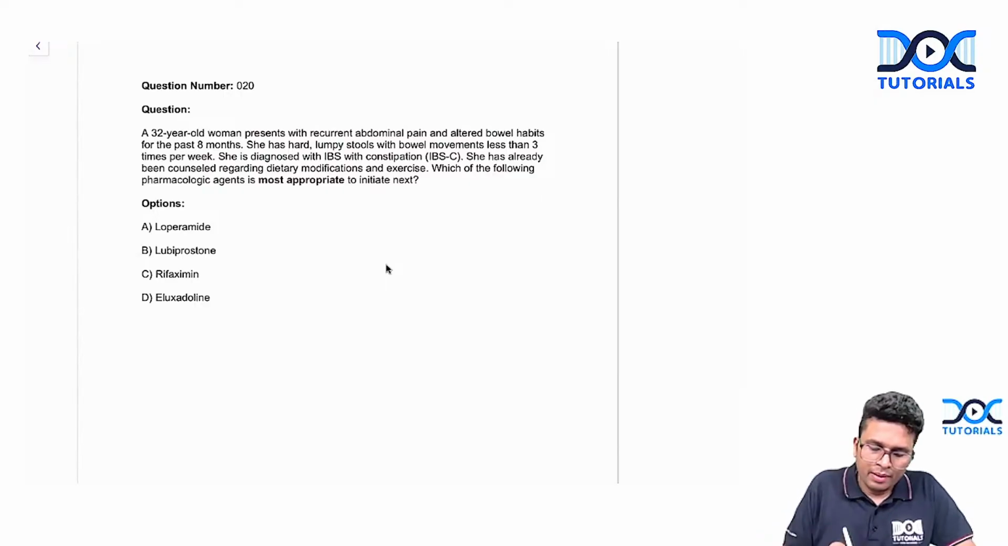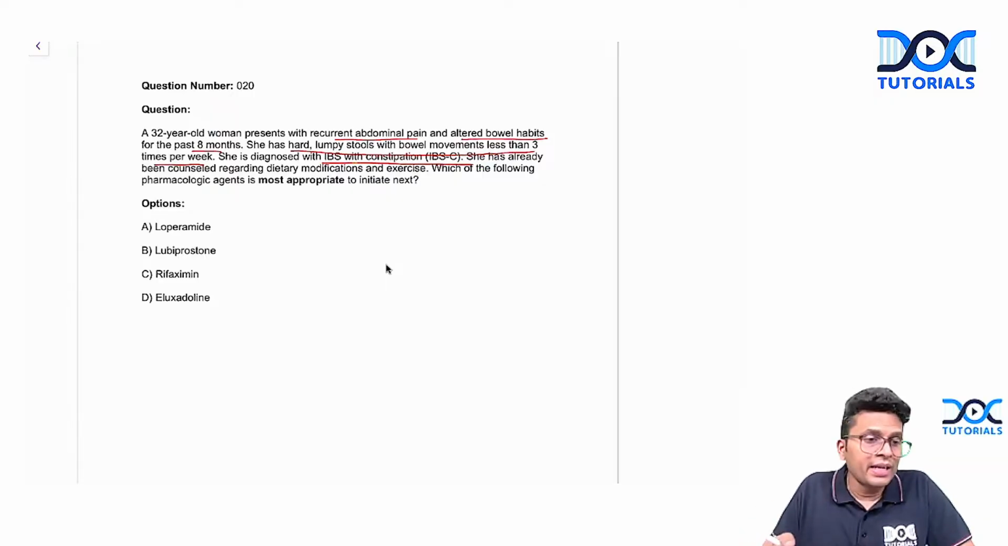Question number 20. A 32-year-old woman has recurrent abdominal pain and altered bowel habits for the past 8 months. There are hard, lumpy stools with bowel movements less than 3 times per week. She is diagnosed with IBS-C. She has already been counseled and given dietary modifications and exercise. Which of the following pharmacological agents is most appropriate to initiate next? First is loperamide. She already has IBS-C.